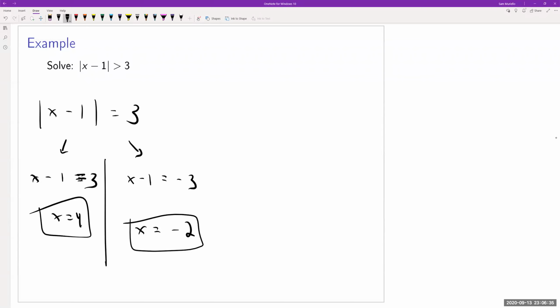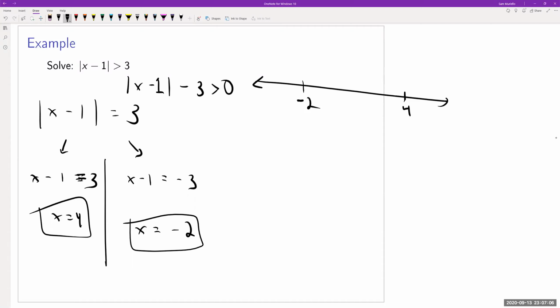I will need to put both of these things on a number line. Negative 2 and 4. Now, one thing that you can do to make this part less ambiguous is you can set the piece greater than 0, or less than 0, or less than or equal to 0, whatever the sign is. So the absolute value of x minus 1, minus 3, is going to be greater than 0, and I will plug in a point in between.